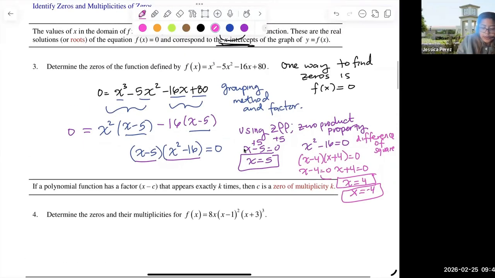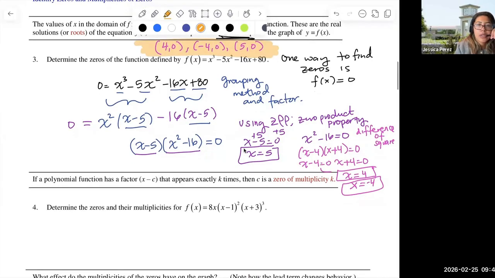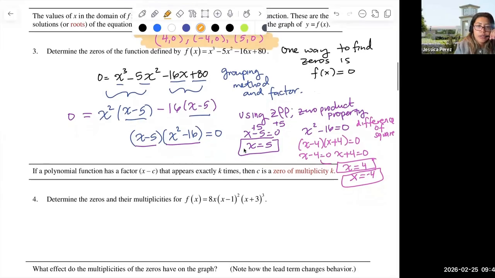So the zeros will be (4, 0), (negative 4, 0), and (5, 0). So these are my 3. That is 3 solutions, 3 zeros from this cubic function. Okay. So you have to factor, you have to set it equal to 0.